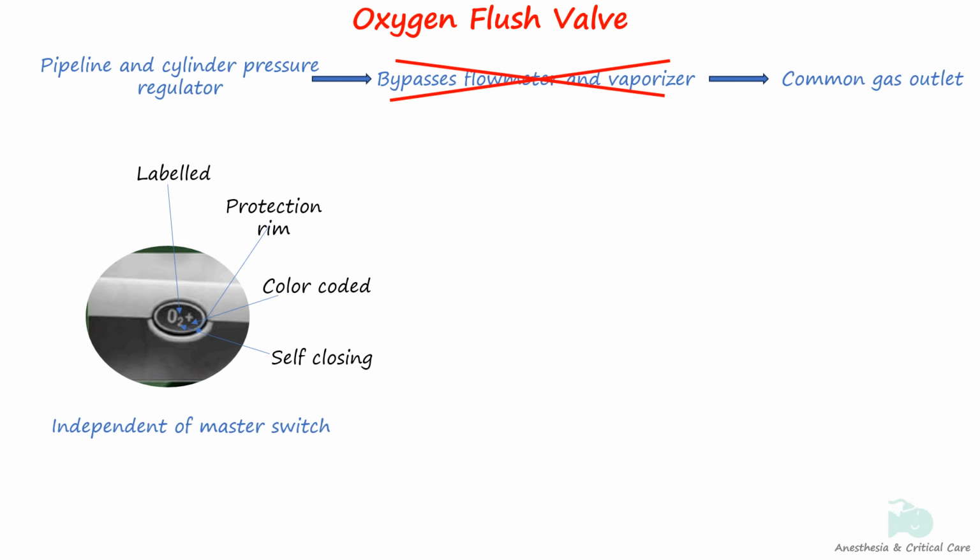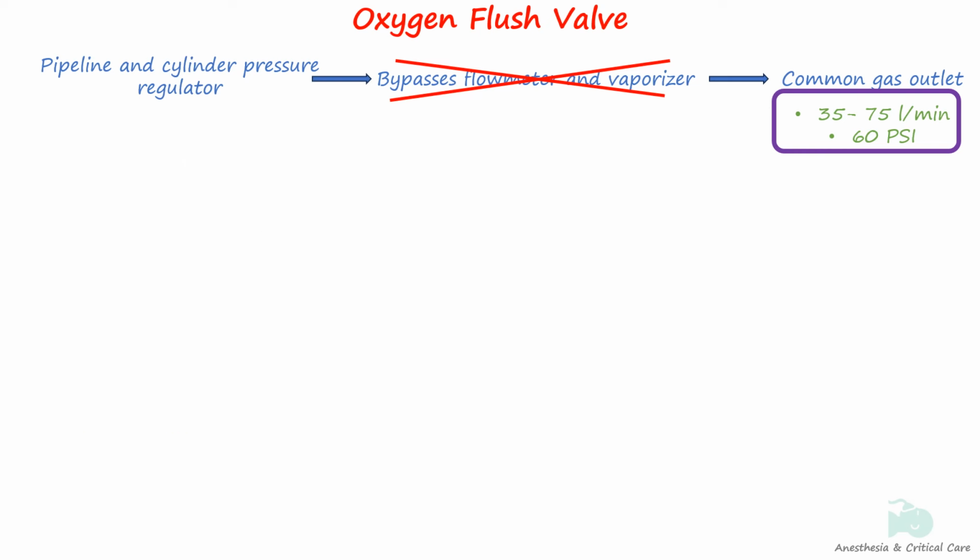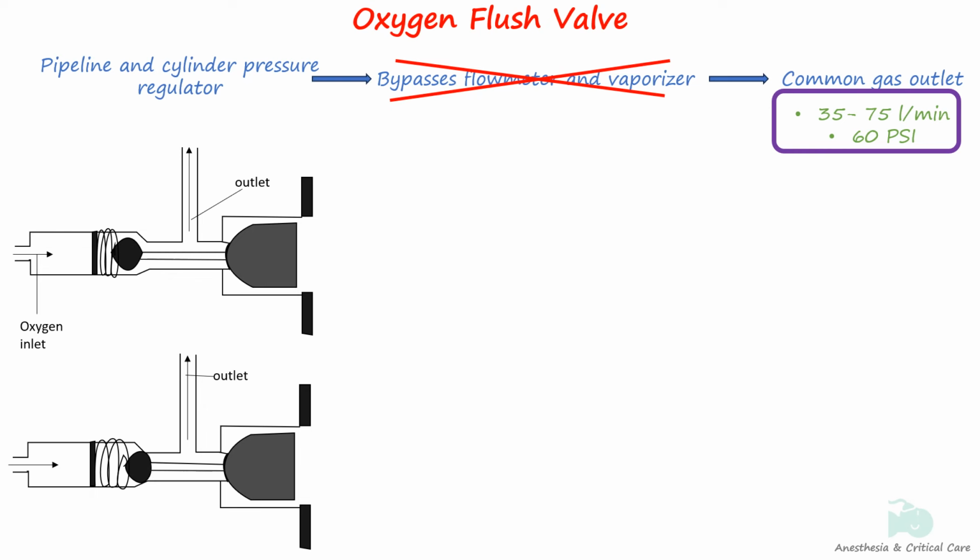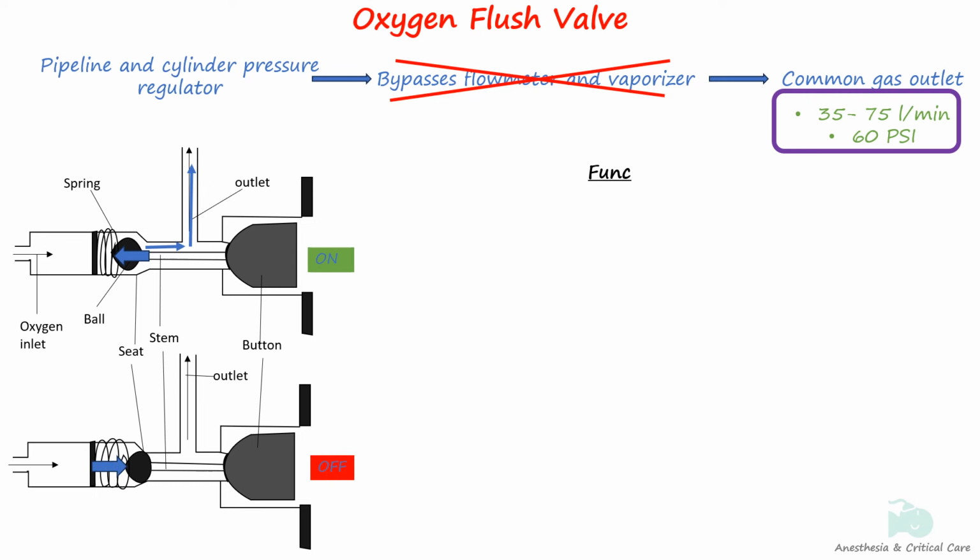An oxygen flush valve can provide high flows of oxygen of 35 to 75 liters per minute at a pressure of about 60 psig directly to the common gas outlet, bypassing the flow meters. It consists of a button and stem connected to a spring-loaded ball. The ball is in contact with the seat. When the button is pressed, the ball is forced away from the seat, allowing the oxygen to flow through the outlet. The spring opposing the ball will close the valve when the button is not depressed.